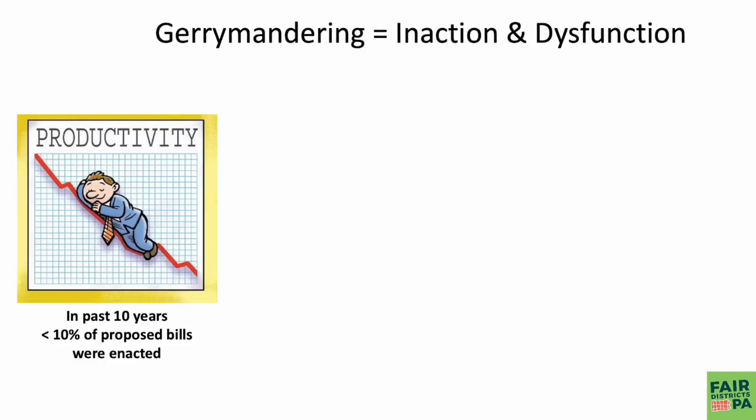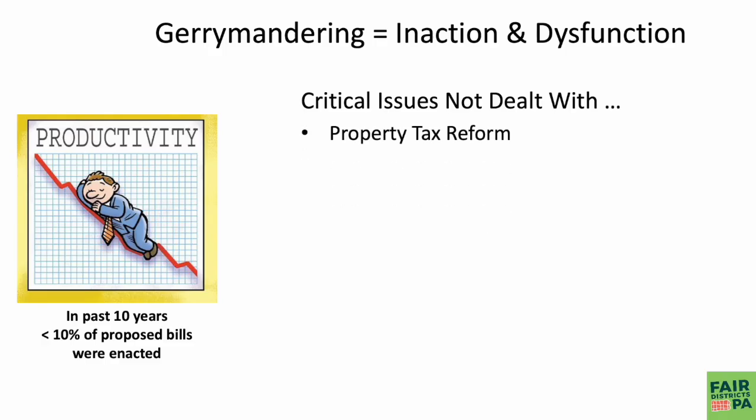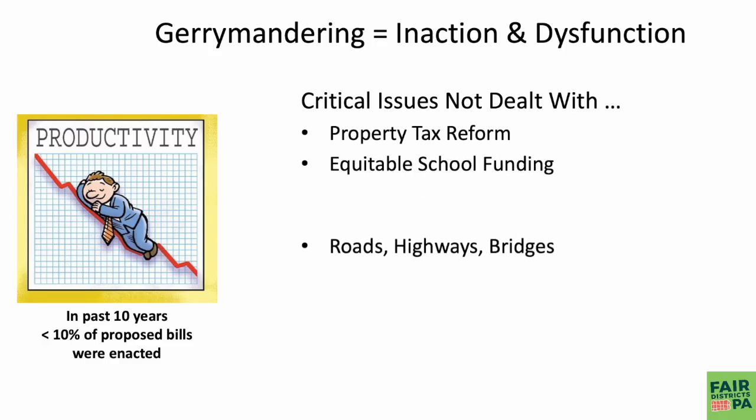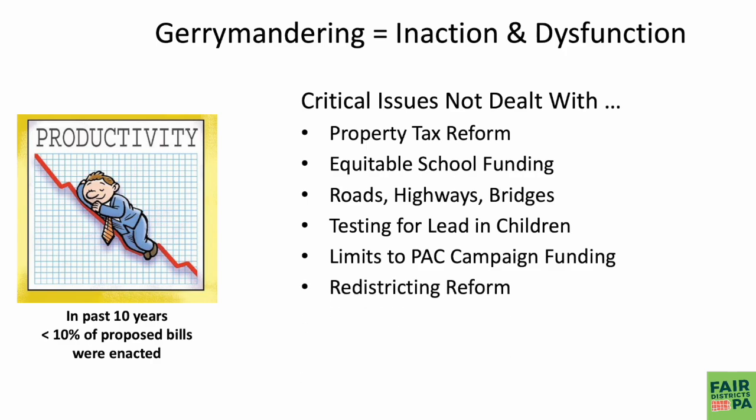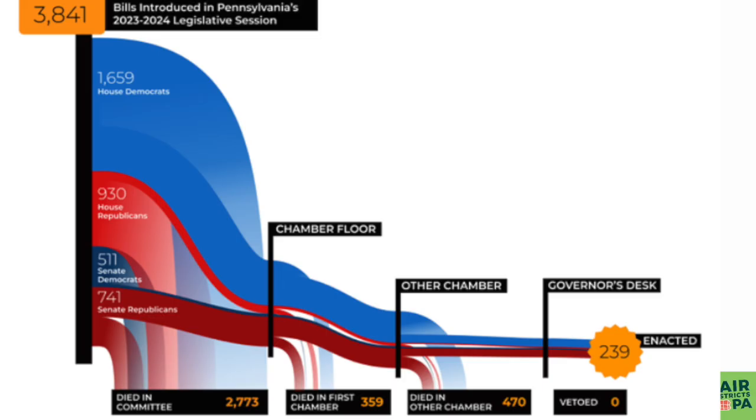Important issues critical to Pennsylvania residents receive lip service every election cycle, but no real action. Because of gerrymandering, our ability to replace legislators and to change the majority party at the ballot box in either direction is undermined. Critical issues are ignored, starting with property tax reform and going nowhere, equitable school funding, roads, highways, and bridges, funding for testing for lead in children, limits to PAC campaign funding, and redistricting reform. Pick your issue. It's a good chance that it probably has gone into the legislature and not come out. In fact, over the last 10 years, less than 10% of proposed bills were enacted.